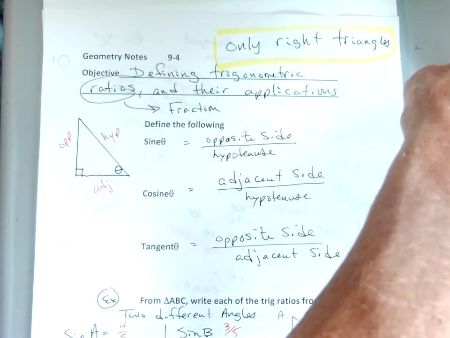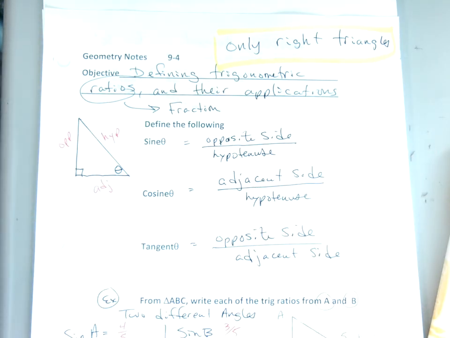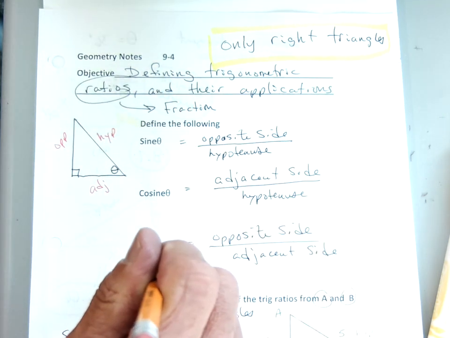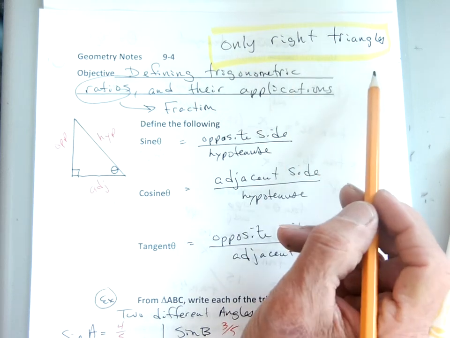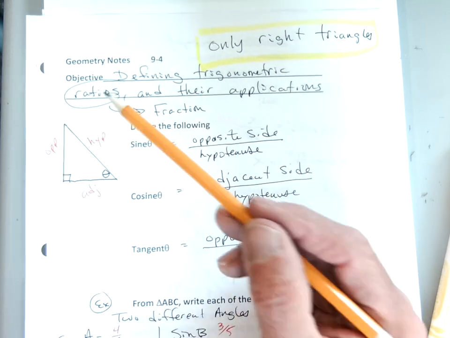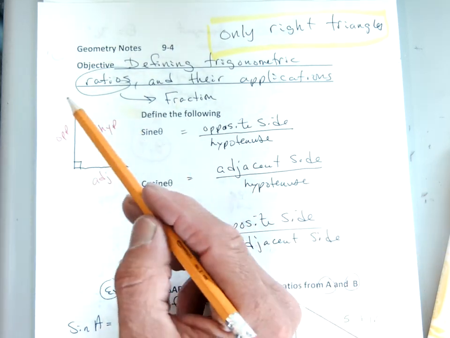Okay, how do we tackle right triangle trig? So sine, cosine, and tangent deal with right triangle trig, but they only work in right triangles. So we're going to define today their ratios and how to solve them. It starts with a right triangle.